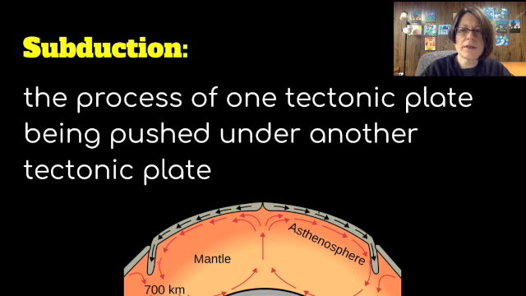Now, what happens at a convergent boundary is a process called subduction. This is the process of one tectonic plate being pushed under another tectonic plate. So if we look at this picture down here, we see these convection currents again. They're going up. They're pushing these plates away from each other. We're coming down. We'll go to the left here. And this plate is subducting underneath the other plate. This is the overriding plate. This is the subduction plate.